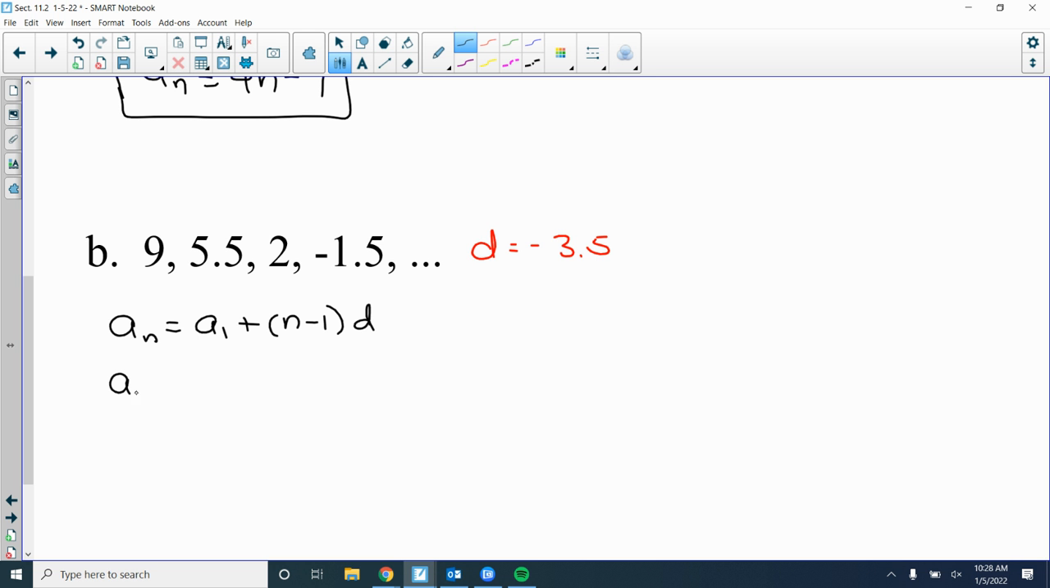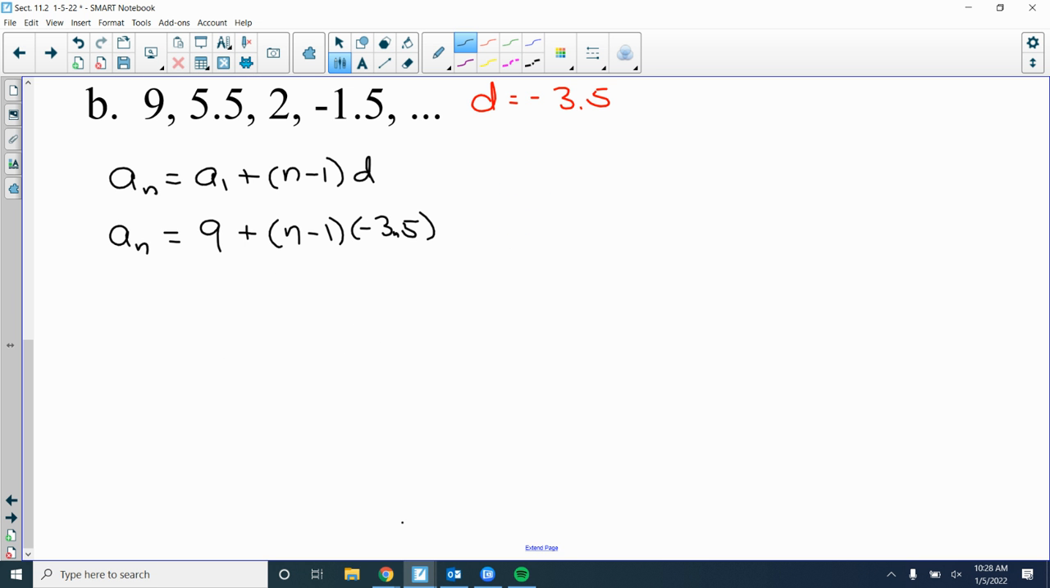So a sub n equals the first term, which is 9, plus n minus 1 times -3.5. You're better off if you put that -3.5 in parentheses, because if you don't, it's going to look like you're subtracting it, which is not the case. You are multiplying that by n minus 1. Distribute that, so I get a sub n equals 9 minus 3.5n plus 3.5. And then I get a sub n equals -3.5n plus 12 and a half.